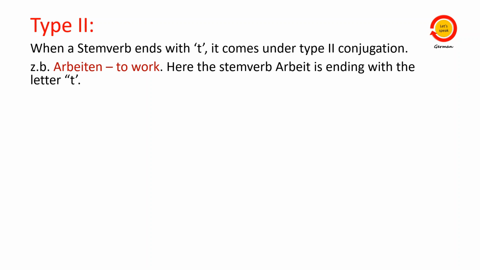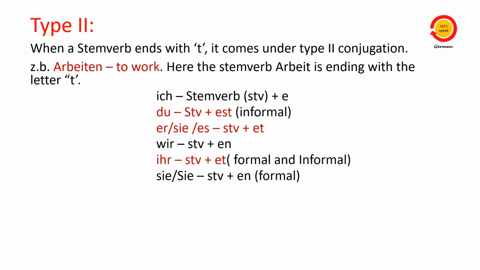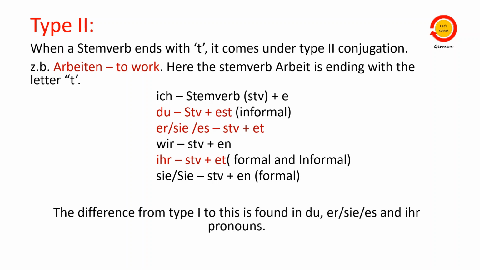Conjugation pattern followed is: ich, stem verb plus e; du, stem verb plus est; er/sie/es, stem verb plus et; wir, stem verb plus en; ihr, stem verb plus et; sie, stem verb plus en. The difference from type 1 is found in the du, er/sie/es and ihr pronouns.